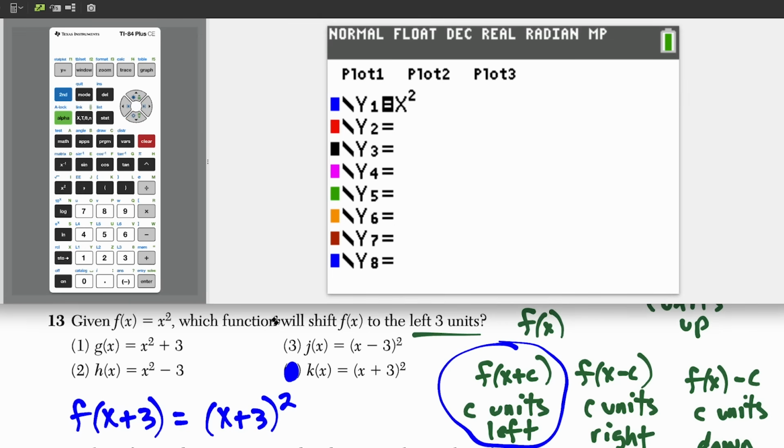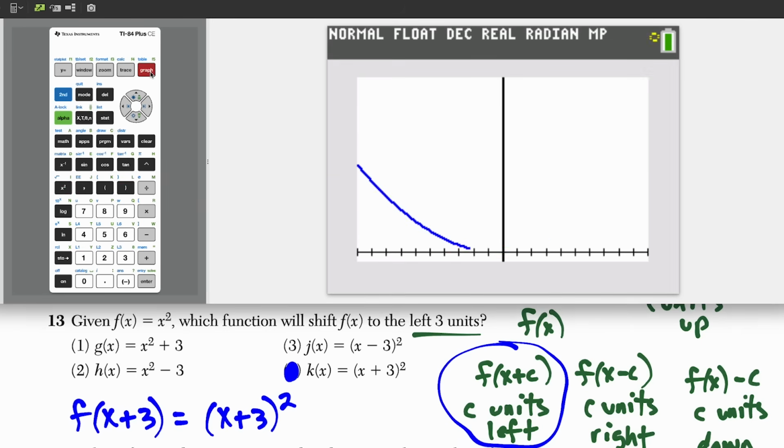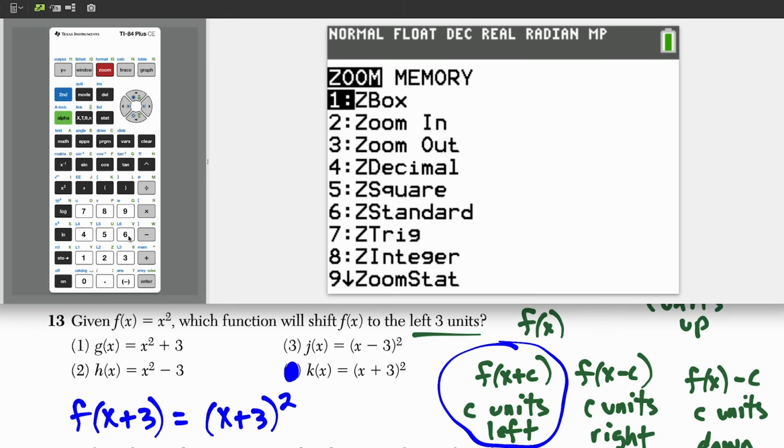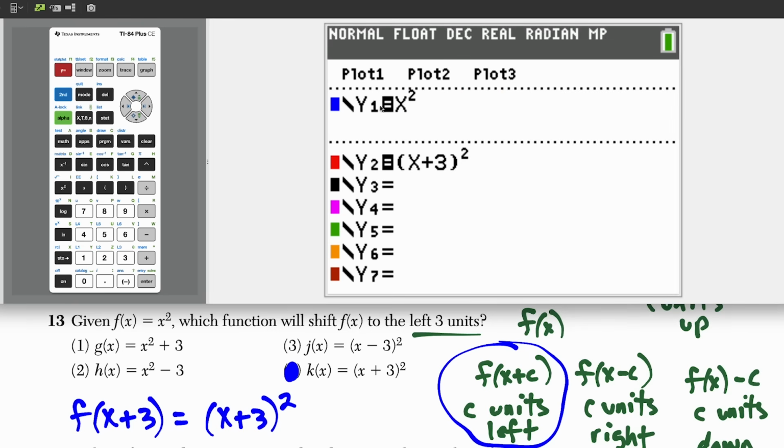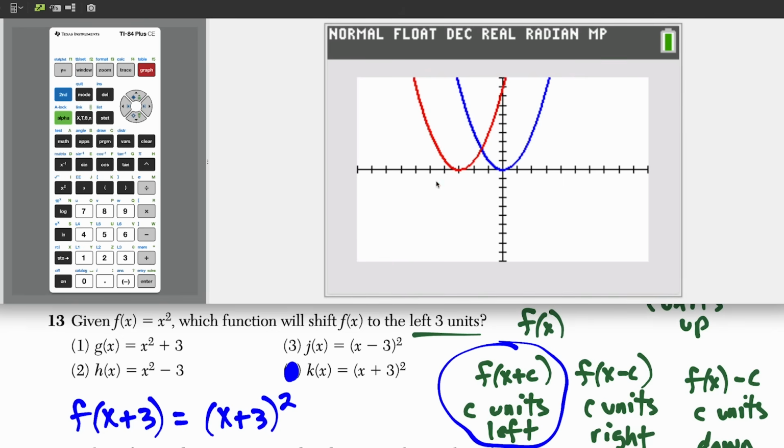And then from here, let's say I get to choice 4, and I type in parentheses x plus 3, close parentheses, squared, and I graph both of them. I'm going to press zoom 6 to put this back to normal. Notice that the blue one, f of x, was in blue, and x plus 3 squared is in red. The red one is taking the blue one and sending it to the left 1, 2, 3. Okay, so choice 4 is looking good.